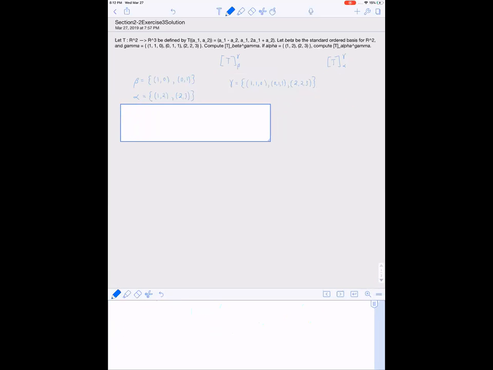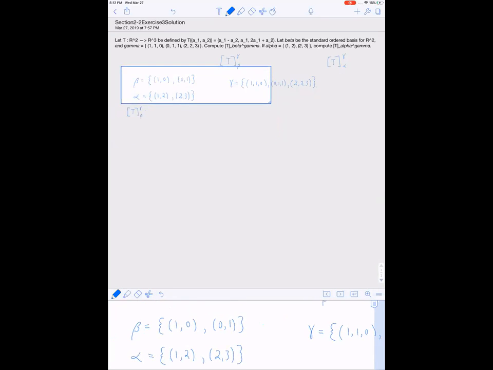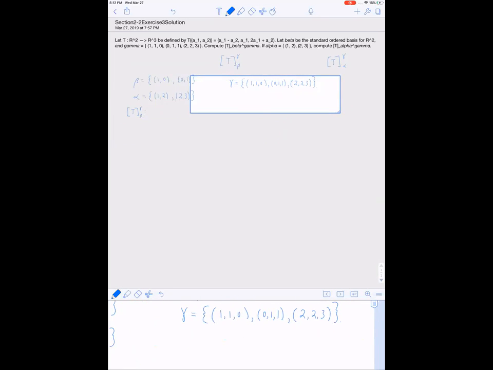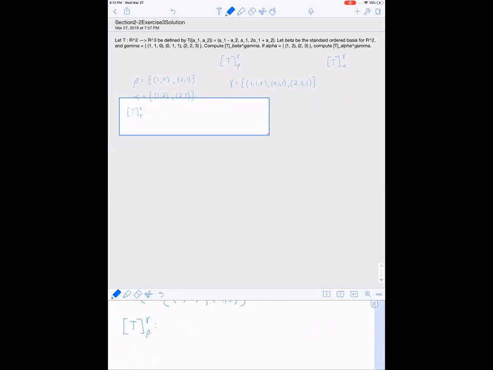All right, so first, let us write down the matrix representing T with respect to beta and then gamma. So what we need to do is apply T to each of the two vectors in beta, and then write the results as linear combinations of the vectors from gamma. So let's start by applying T to the first element in beta. That will be T of (1, 0).